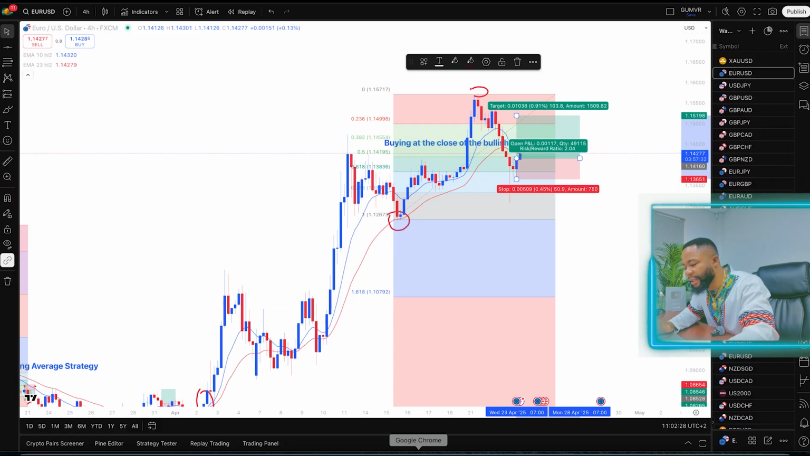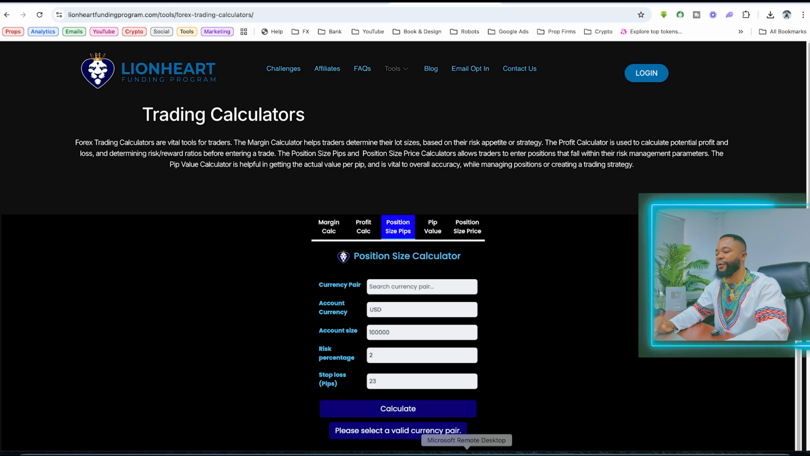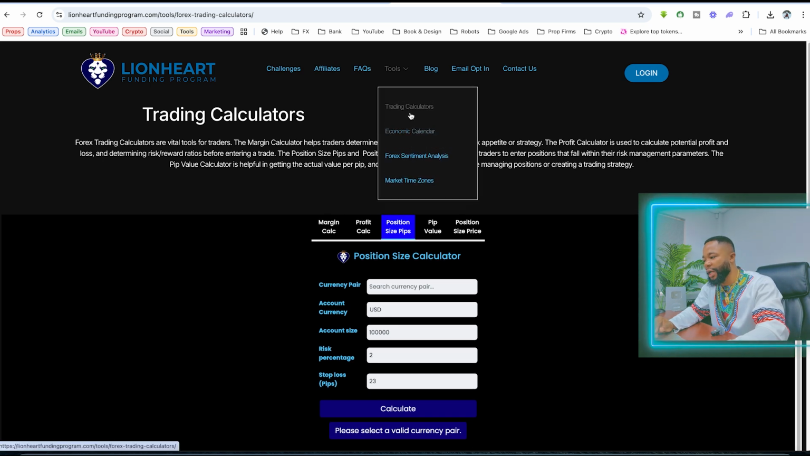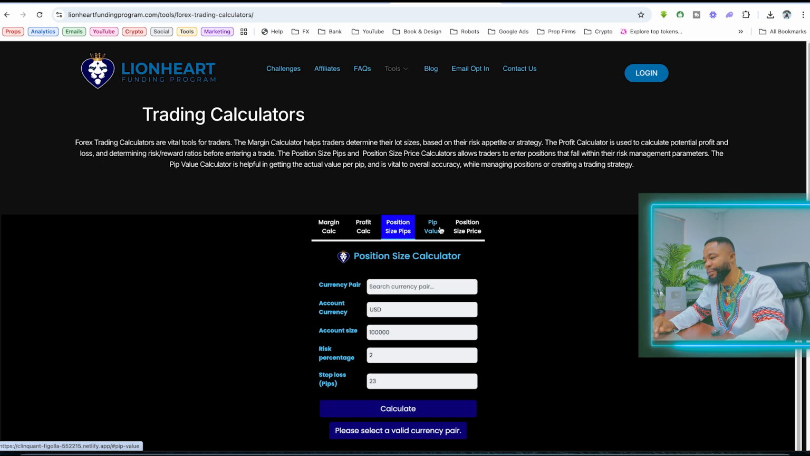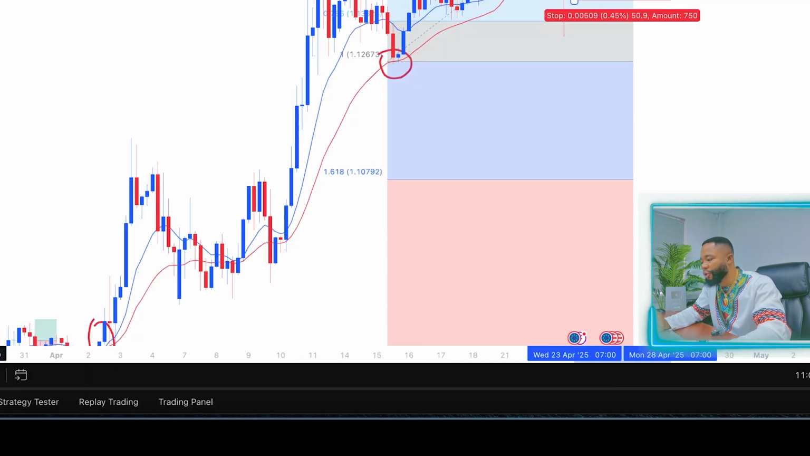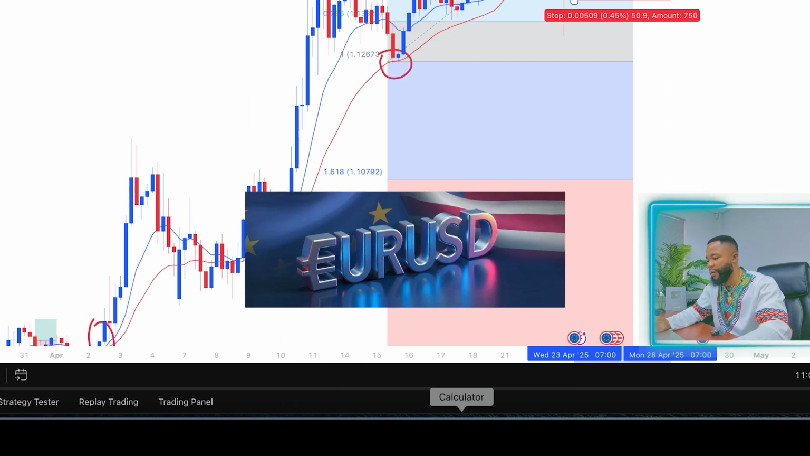Since we know all these 4 things, you then go back to the Lionheart Funding Program Position Size Calculator. Make sure you click on Calculators and then Position Size in Pips. And boom, the recent update on this software is that now you can just search the currency pair. Which asset are we using? Euro USD. All right, Euro USD is our asset.